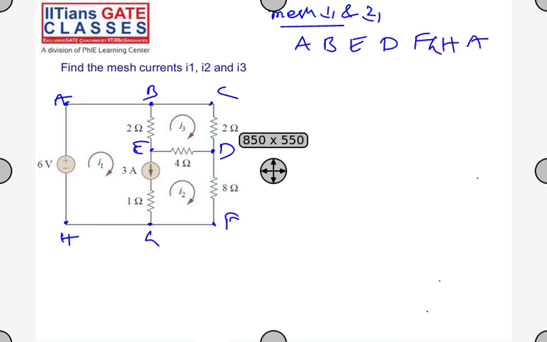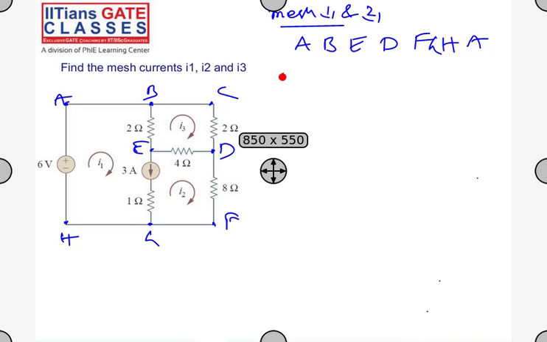You understood this? So this is how you travel. So you will travel this way. You will neglect the current source in series with the resistance. So tell me the equation here. If I start from A, B, there is nothing. Then B to E. What is the value B to E?